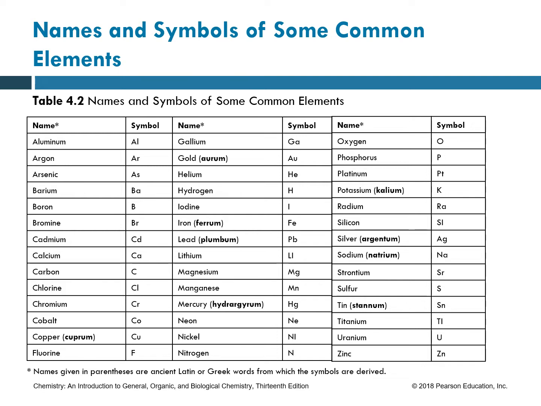Oxygen is O, phosphorus is P. So some of these elements are very easy, but some are not. Like potassium is capital K, which has nothing to do with the name potassium, but its older name, right? Silver is written as Ag. Sodium is abbreviated as Na, as you will not find N or A in the word sodium at all.